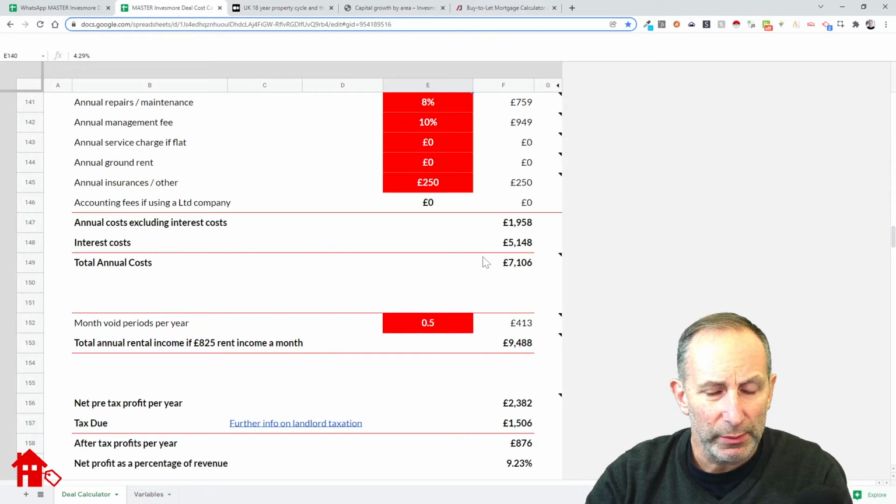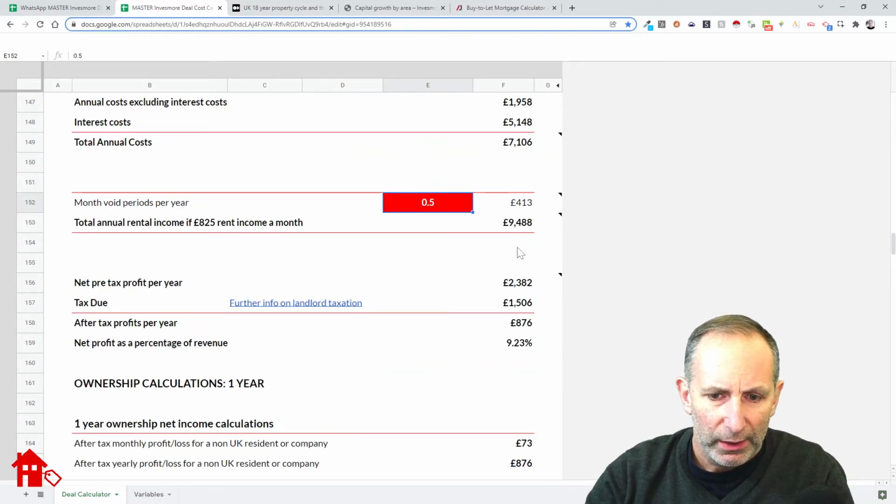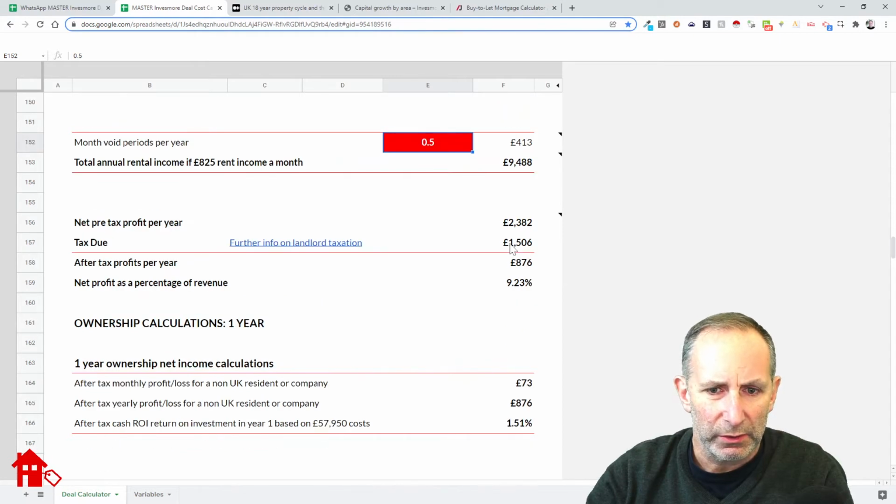You can change these numbers if you want to. And then we've got voids. So let's assume that the place will be empty. Now, if you're buying in the right area, where there's good rental demand, then there's such huge rental demand, in fact, that you should be able to rent out a good property nearly immediately.